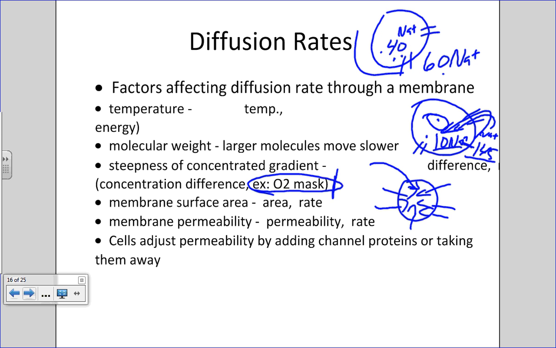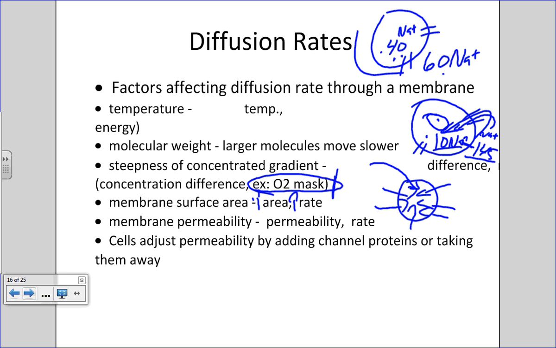Membrane permeability is a big factor that affects the rate of diffusion. Same slide? Yeah, it is. I just noticed that. The bigger the surface area, the higher the rate.